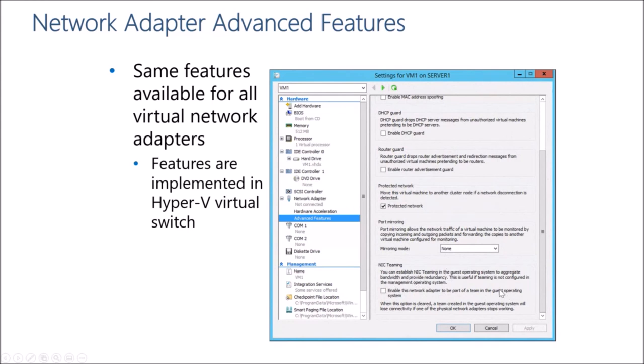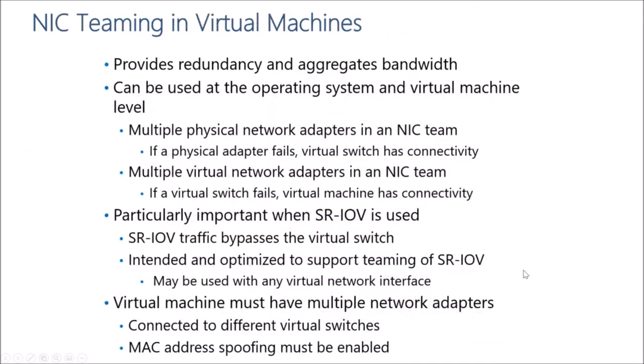NIC teaming, we'll talk more about that in the future, but NIC teaming basically allows us to configure multiple physical network cards to work as a team, providing increased bandwidth and redundancy, because if they're working as a team and one of them gets unplugged, you still have the other one working. So NIC teaming in virtual machines provides redundancy and aggregates bandwidth. The term aggregates means combines.